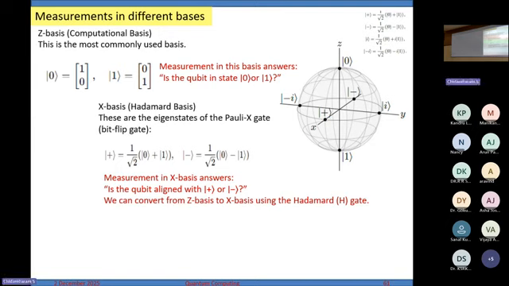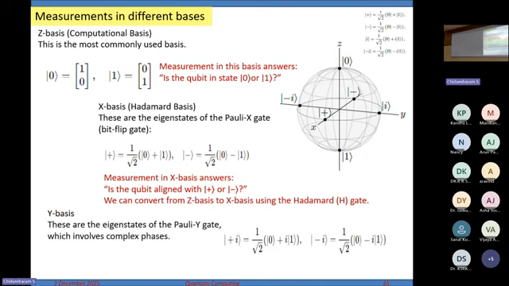You are asking the question, plus i or minus i, right? So measurement in the Y basis is the answer to whether the qubit is aligned with plus i or minus i. So measurement means you are measuring in which basis?